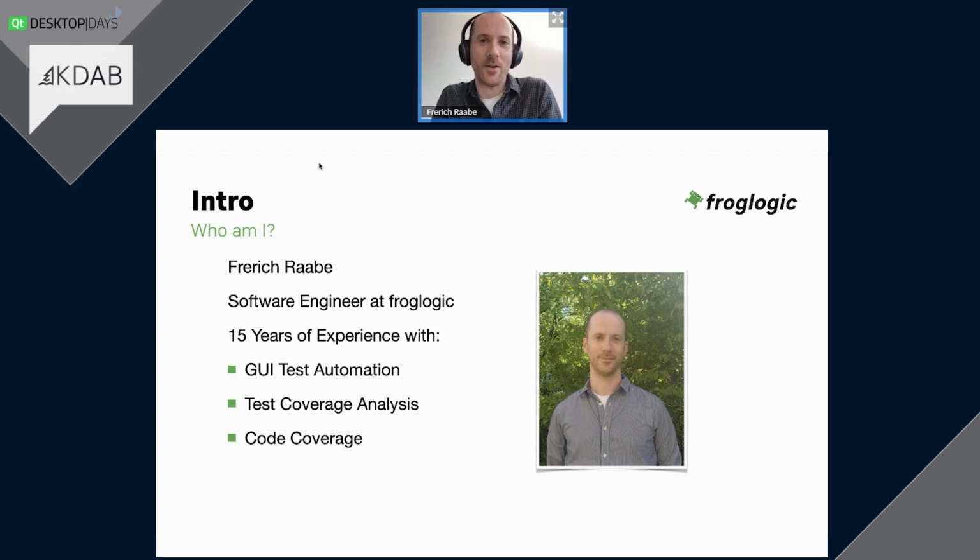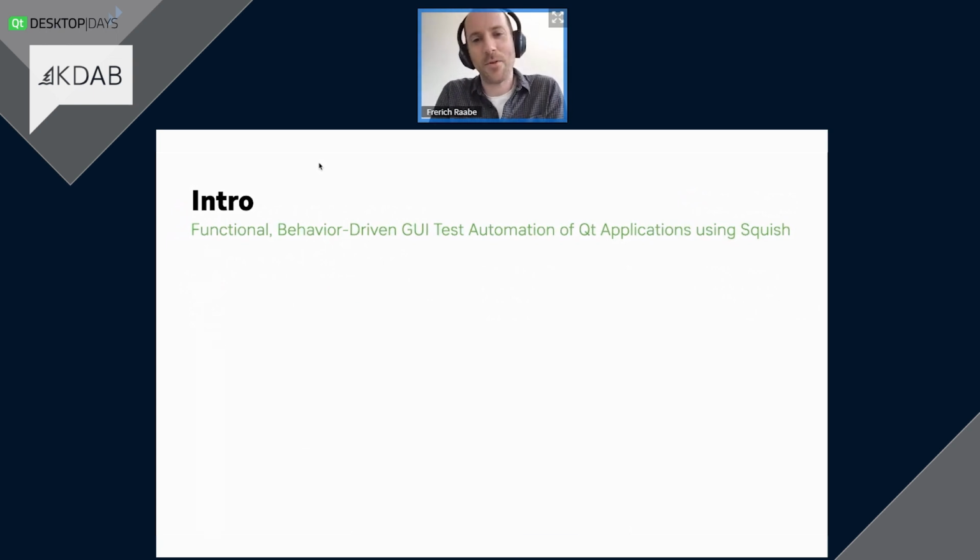So with that out of the way, let's be a little bit more specific about today's topic. I'm going to demonstrate and talk about functional behavior-driven GUI test automation of Qt applications using Squish.